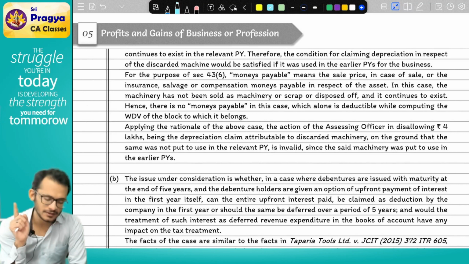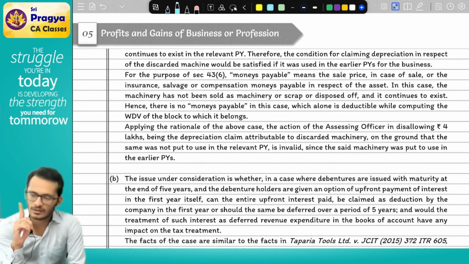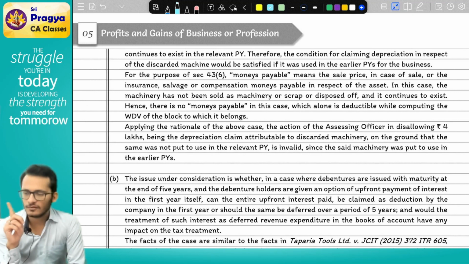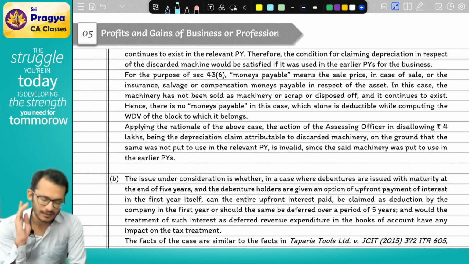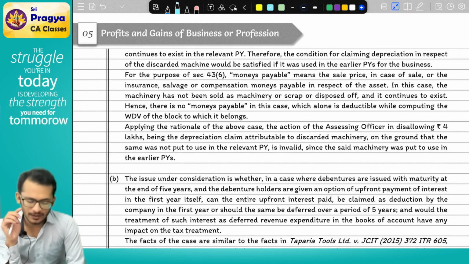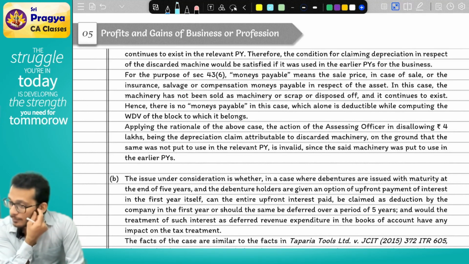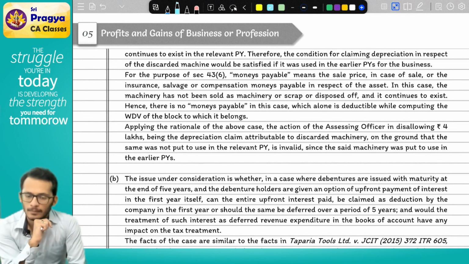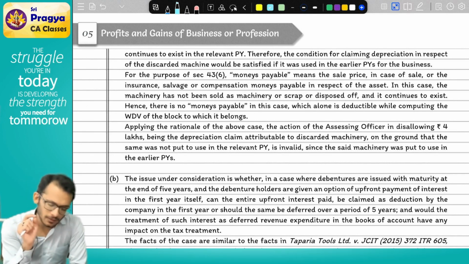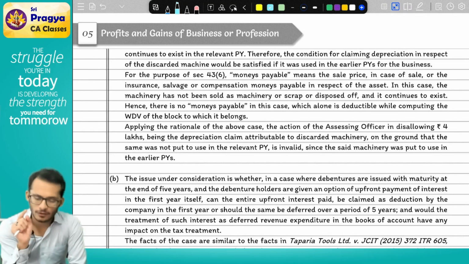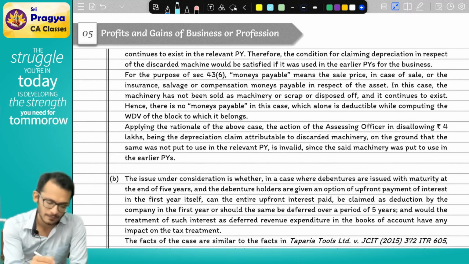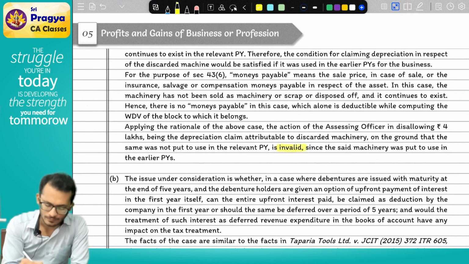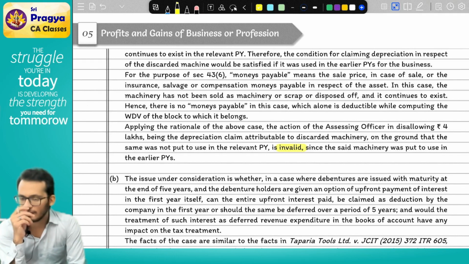Therefore, the conditions of claiming depreciation in respect of the discarded machinery would be satisfied if it was used in the earlier previous years. For the purpose of section 43(6), monies payable means the sale price in case of sale, or insurance, salvage or compensation monies payable in respect of the asset. In this case, the machinery has not been sold as machinery or scrap, has not been disposed of, and it continues to exist. There is no monies payable in the case, which alone is deductible while computing the WDV of the block. Applying the rationale of the above case, the assessing officer in disallowing 4 lakhs, being the depreciation claimable, on the grounds that the same was not put to use is invalid, since the said machinery was put to use in the earlier previous years.